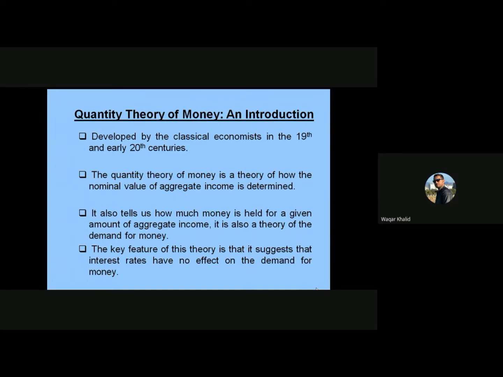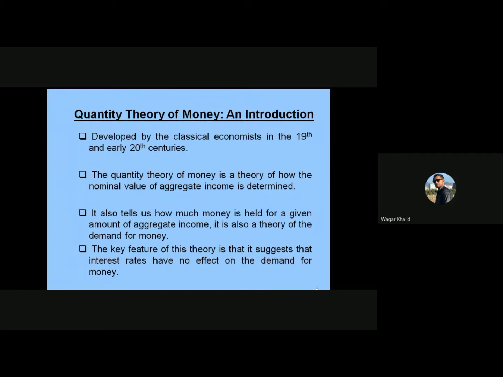The quantity theory of money was initially developed by the classical economists in the 19th and early 20th centuries. The quantity theory of money is a theory of how the nominal value of aggregate income is determined. It also tells us how much money is held for a given amount of aggregate income. So actually, it is a theory of the demand for money.